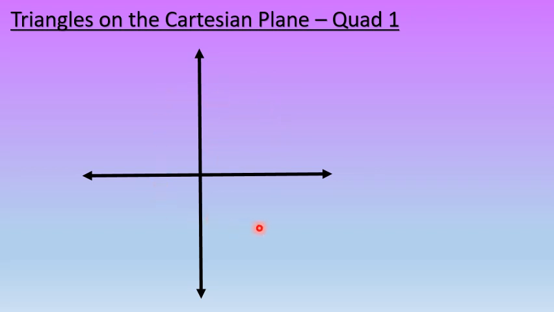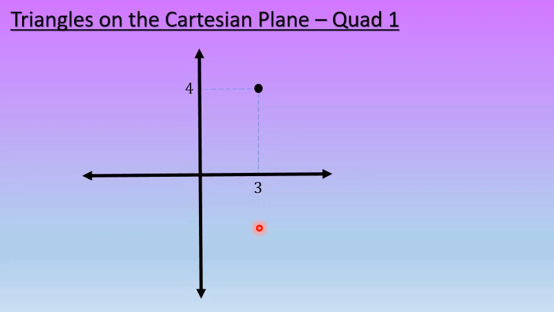and 4. I want you to imagine a point, any point plotted in quadrant 1. This example is going to give the x value of the point a number 3, and it's going to give the y value of the point a number 4.